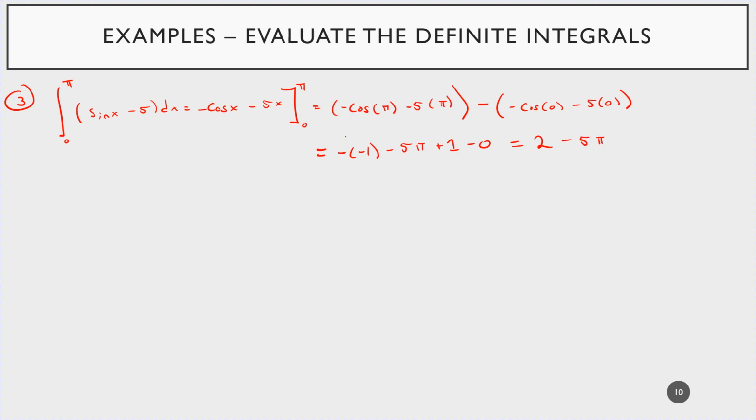So you just have to be careful with the trig stuff here, right? Like you just have to make sure you remember, cosine of pi is negative 1, cosine of 0 is 1 here, and then just clean it up.